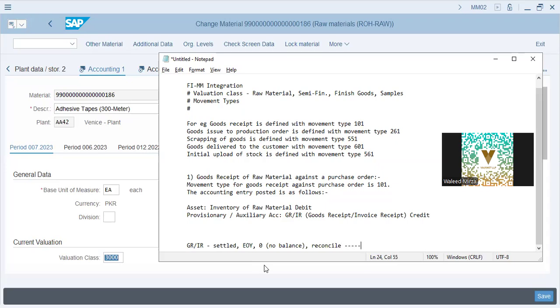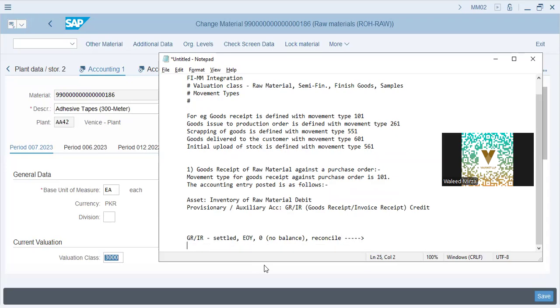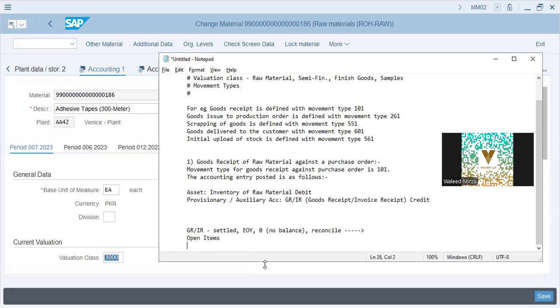And what do we reconcile in SAP? We reconcile open items. Now, what are open items? Let me tell you that. Let me get into this discussion. But first, let's understand GRIR.